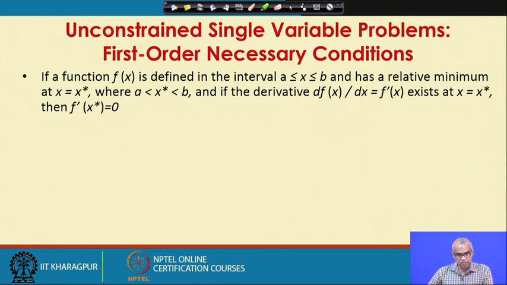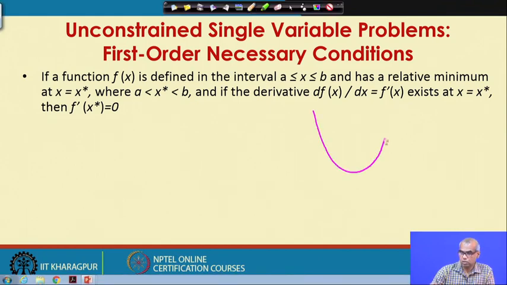So, what it says is that if a function f(x) is defined in the interval a to b and at x equal to x star a relative minimum occurs, this x star lies within a to b, and if the derivative df/dx exists at x equal to x star, then f prime(x) equal to 0.